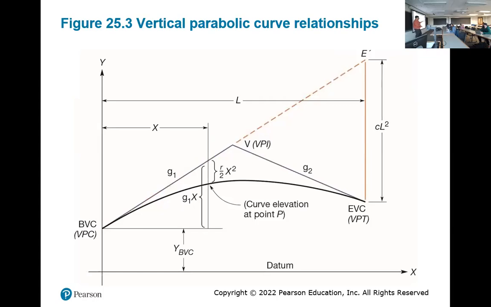How do you calculate your X position? That's subtracting stations. So if you wanted to know what the elevation was of your PVI, right here, and I tell you that it's a 1,000-foot vertical curve. The curves that we're going to deal with are equal tangent vertical curves.